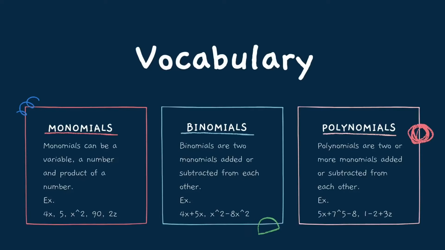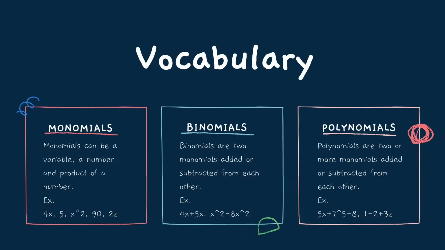But before that, we need to know what these words mean. Monomials, binomials, and polynomials. Monomials can be a variable, a number, or a product of a number and a variable. For example, 4x, 5, x squared, 90, and 2z.